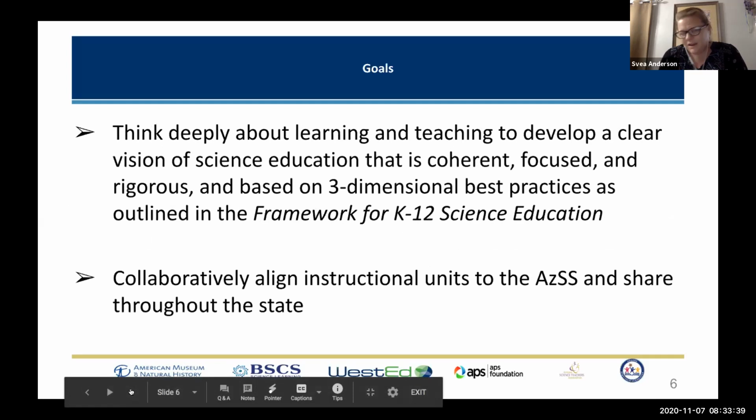To think deeply about learning and teaching to develop a clear vision of science education that is coherent, focused, and rigorous, and based on 3-dimensional best practices, as outlined in the framework for K-12 science education. And to collaboratively align instructional units to the Arizona Science Standards and share throughout the state.